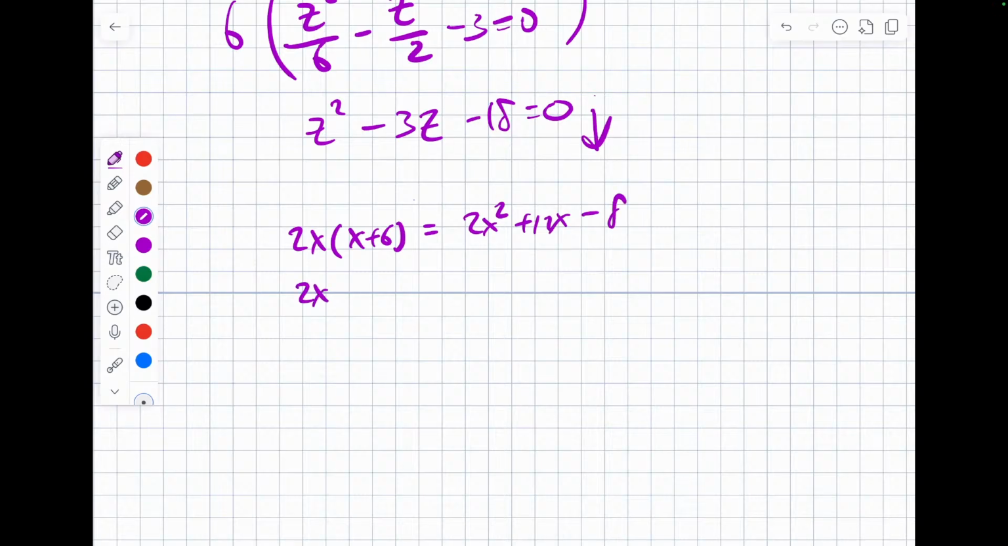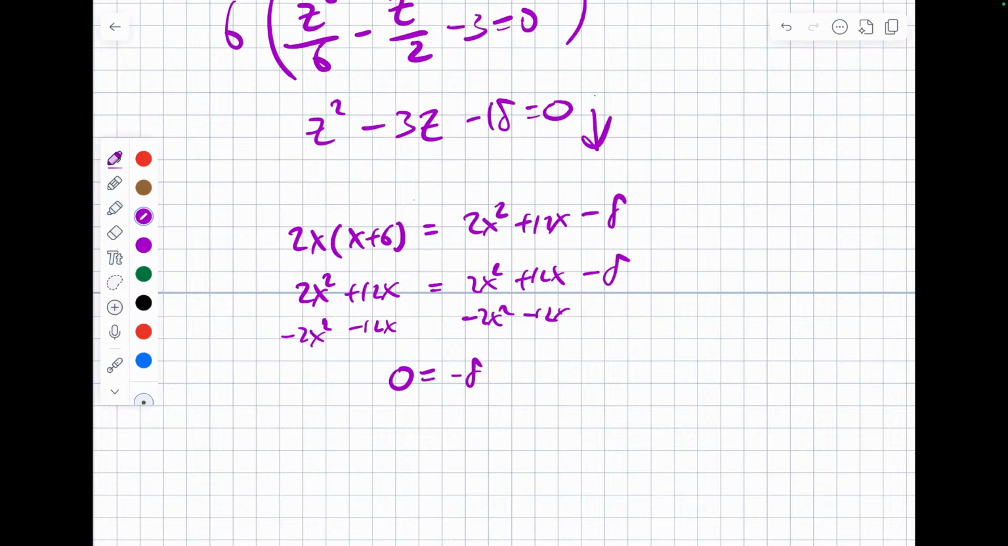So you'll find out this side is 2x squared plus 12x, and this is equal to 2x squared plus 12x minus 8. So you subtract 2x squared on both sides, and you subtract 12x on both sides, and you get 0 equal to negative 8. In this situation, there will be no solutions. Does that make sense? Because 0 equal to negative 8 is a false statement. If it's a false statement, it's no solutions.